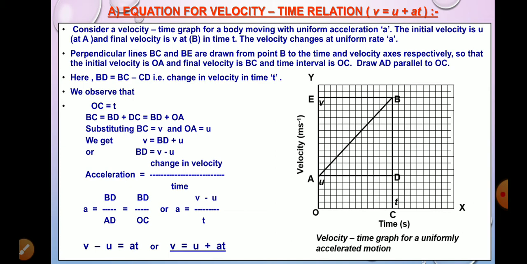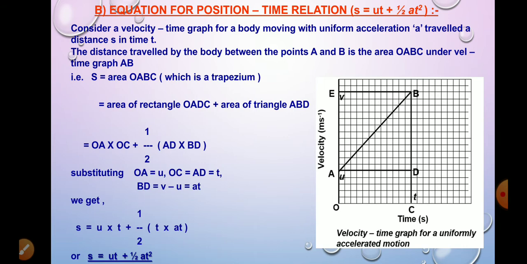This is the equation for the velocity time relation, the first equation which we have derived by using the velocity time graph for a uniformly accelerated motion: V is equal to U plus AT. Now next let us study the second equation and how it is derived using this graph. The equation for the position time relation is S is equal to UT plus half AT square.